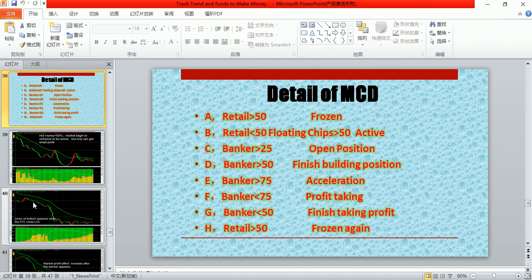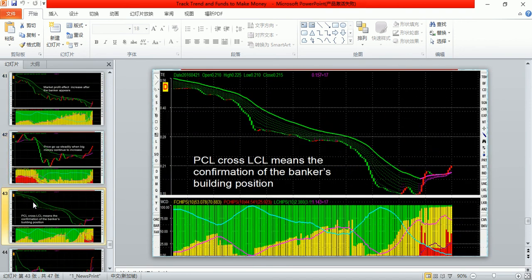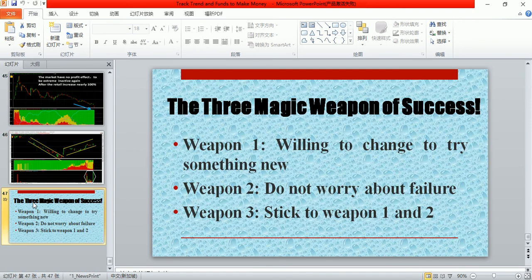You should remember the details of multicolor dragon, and you should know whether your stocks is in frozen or active or profit taking or acceleration. Okay, so this one is important. You should know the details of multicolor dragon. Okay, so the last one we learned the 3 magic weapons of success. First one, try something new. The second one, do not worry about failure. The third one, stick to 1 and 2.